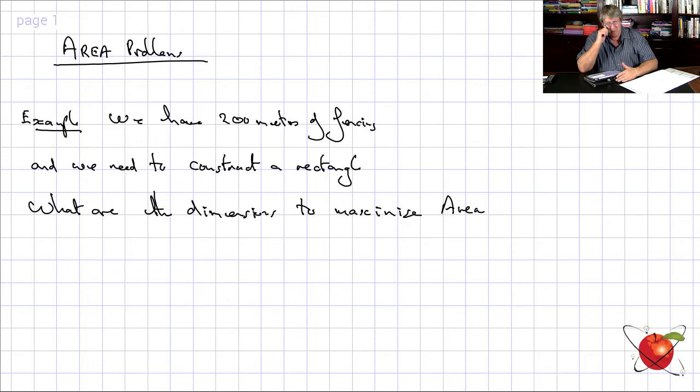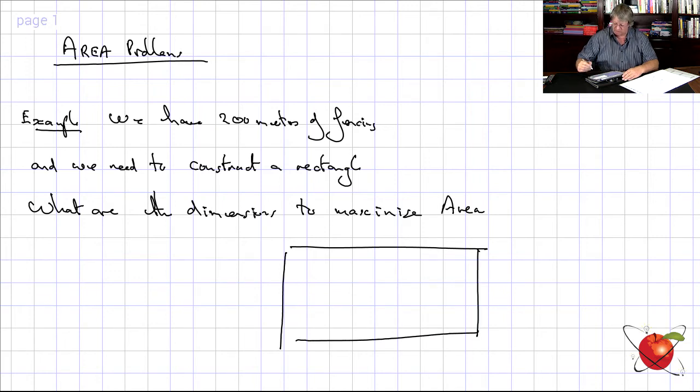Now, how do we set about this? Well, first of all, they have told us it's a rectangle. So we are going to draw the rectangle, right? And we know that we've got X and we've got Y. So the area is equal to X times Y. Okay? Let's put down what we know.